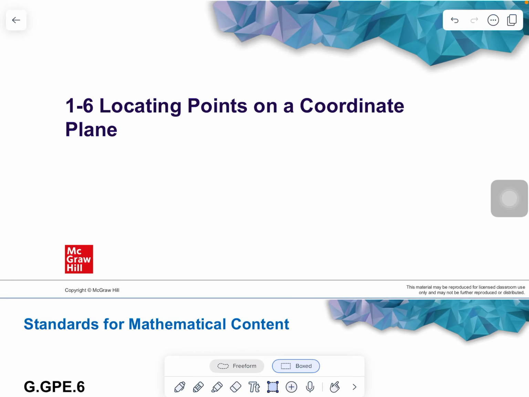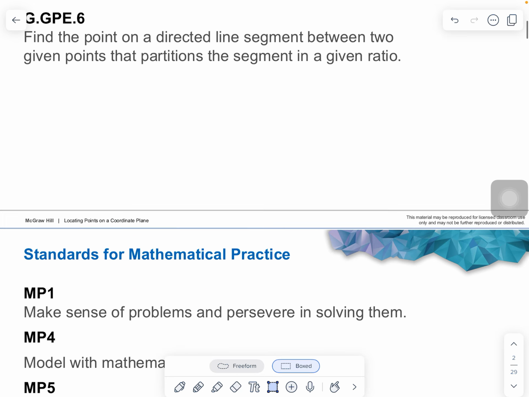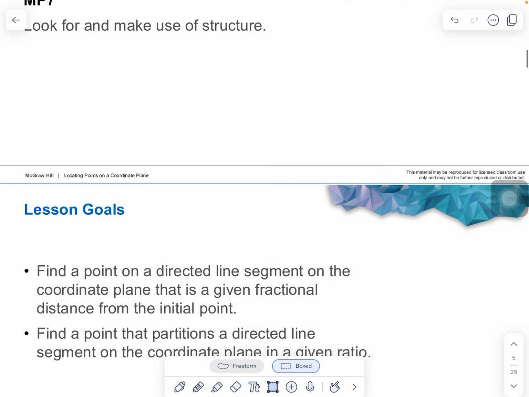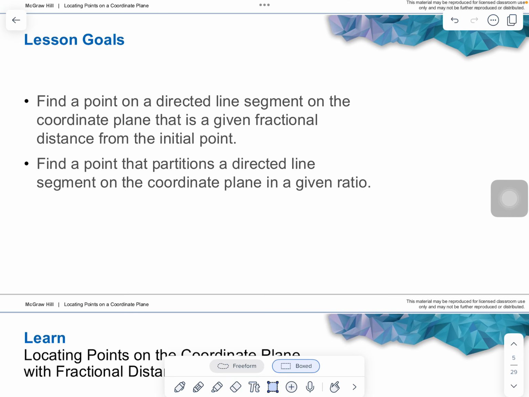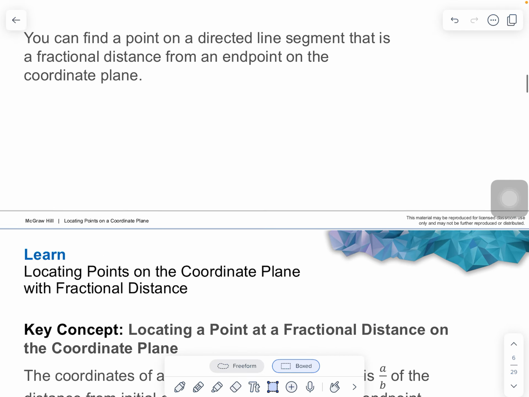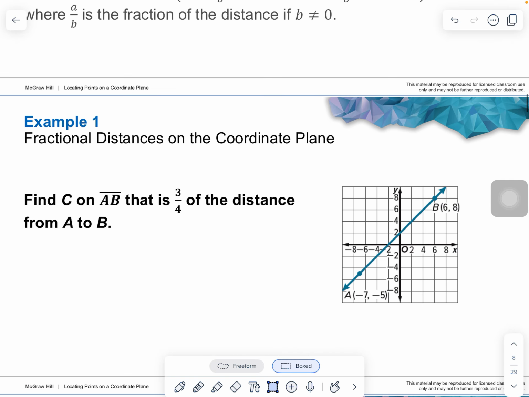All right, here we're in 1-6, locating points on a coordinate plane. And we are, I'll go down here to lesson goals, finding a point on a directed line segment on a coordinate plane that is a given fractional distance from an initial point. This is going to be very similar to 1-5 in that it's going to be a fraction of a distance from a point, but instead of on a line segment, you're going to be going in the coordinate plane, okay?